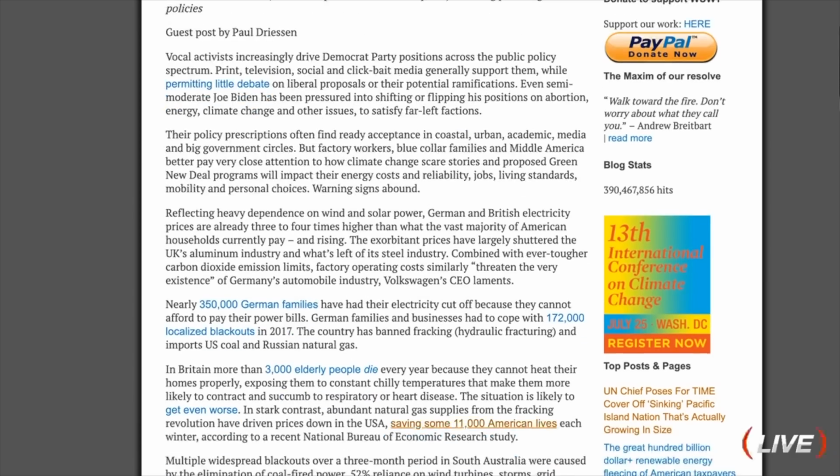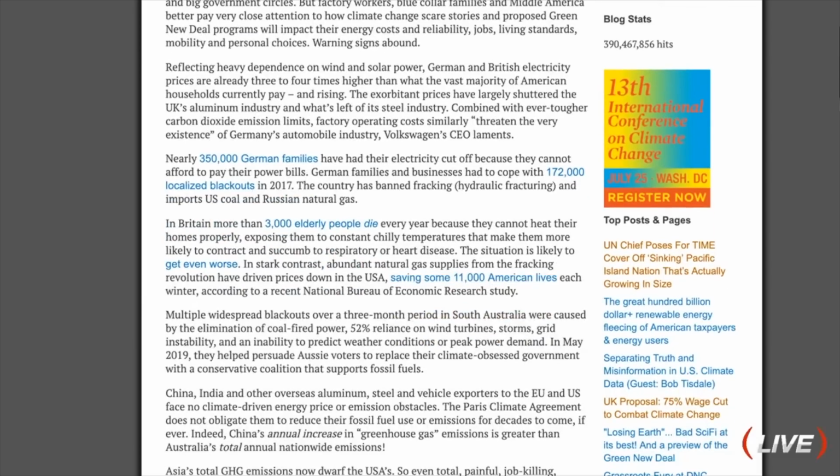Nearly 350,000 German families have had their electricity cut off because they can't afford to pay their power bills. German families and business had to cope with 172,000 localized blackouts in 2017. The country has banned fracking, hydraulic fracking, and imports U.S. coal and Russian natural gas. Unfortunately, more than 3,000 elderly people die every year because they cannot heat their homes, and this is in Britain, exposing them to constant chilly temperatures that make them more likely to contract and succumb to respiratory or heart disease. The situation is likely to get even worse.